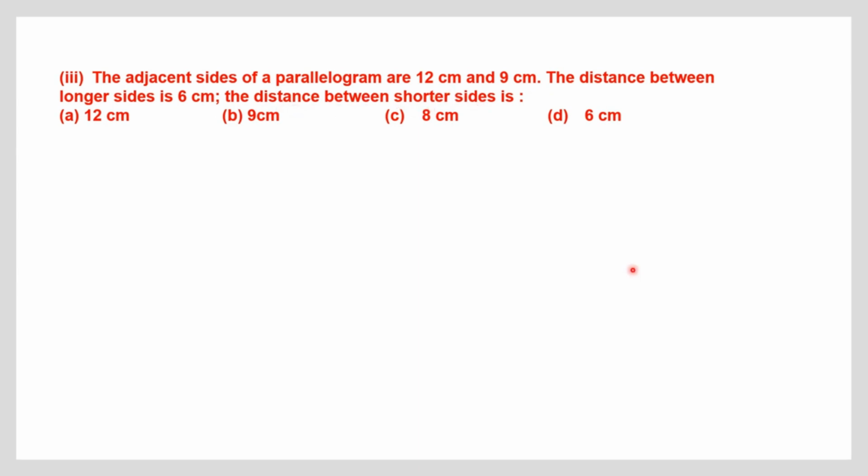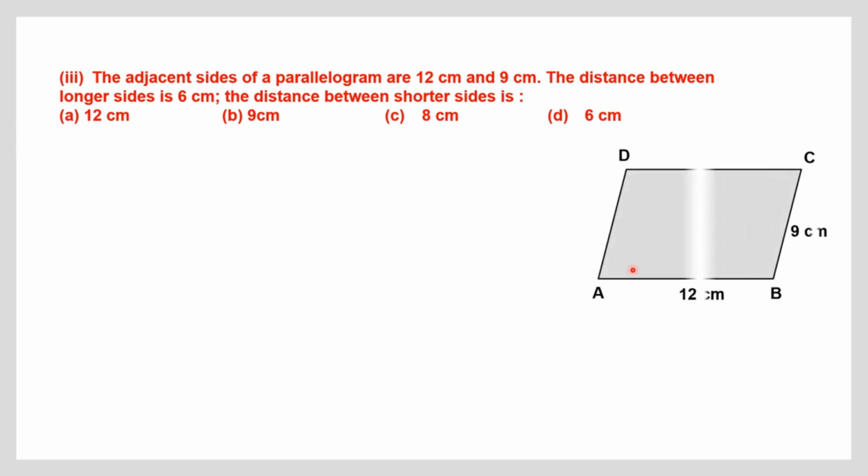Now, what is a parallelogram? That is also a quadrilateral. It has two pairs of parallel sides. If you look at this, this is a parallelogram. You can see AB and CD are parallel. Similarly, AD and CB are parallel. So this is a quadrilateral in which it has two pairs of parallel sides, and the opposite sides are equal in length. Now, if this is 12 centimeters, CD is also 12. If BC is 9, AD is also 9.